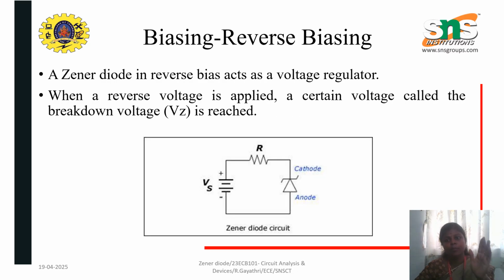Then discussing the reverse bias in Zener diode. The Zener diode in reverse bias acts as a voltage regulator circuit. When the reverse voltage is applied and we increase it beyond a certain voltage, that is the breakdown voltage or cut-in voltage, the current keeps on increasing.